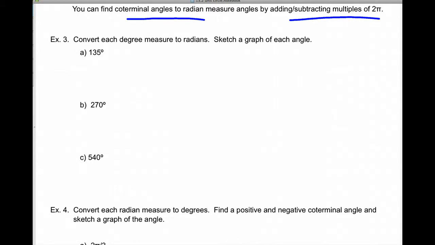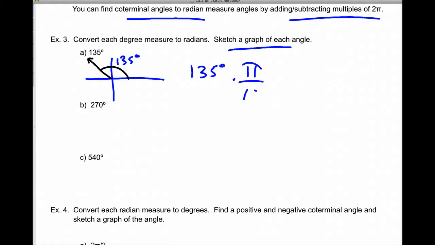You're given 135 degrees. Want to sketch that? 135 degrees would be 90 plus 45 more. Should be dead center right there. 135 degrees. What's that in terms of radians? You take my 135 and I multiply by pi over 180. That way my degrees cancel, and I'm left with pi, which is radians.